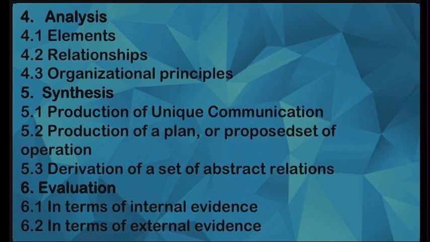Number 2 is production of a plan or proposed set of operations. This subcategory involves developing a plan or a strategy for solving a problem or achieving a goal. So let's proceed to the number 3 subcategory, derivation of a set of abstract relations. This category focuses on identifying and creating abstract relationships between different concepts or ideas. So that's level number 5.